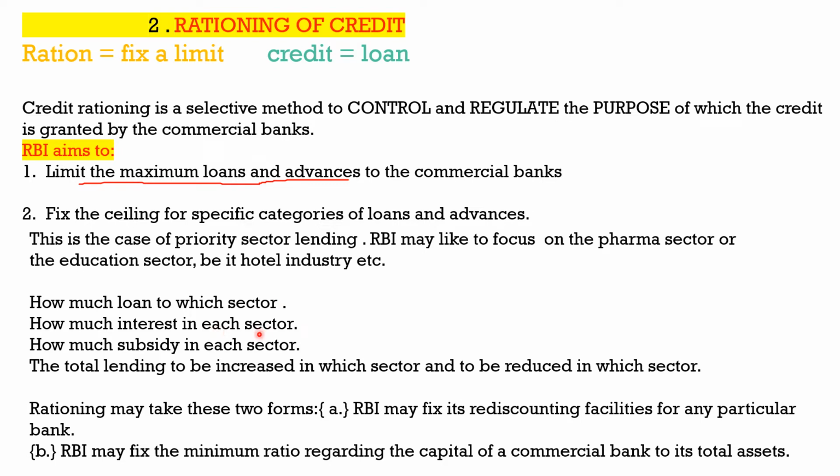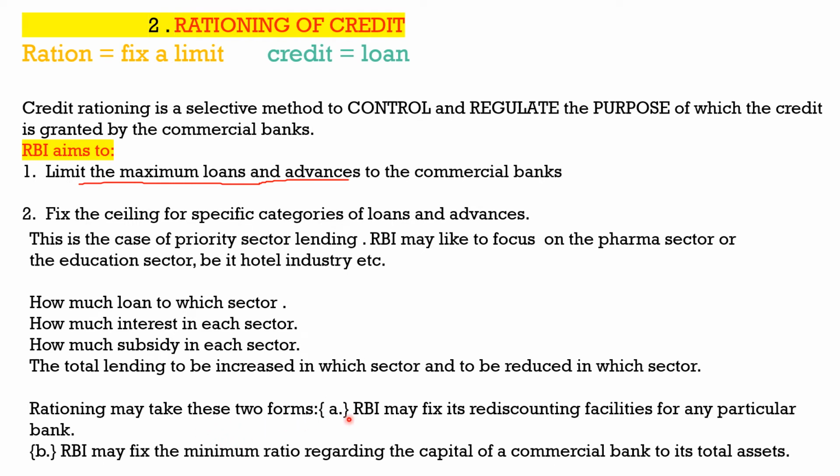Now, how much interest will be charged in each sector? Then how much subsidy will be granted in each sector? Maybe the government is focusing on the education sector and I go for availing a loan to open a boarding school. I may be getting a lot of subsidy, right? And you may not when you are going to enter some bedsheet industry or cloth industry or something like that. So it depends upon each sector, how much loan, how much interest, how much subsidy, and on what terms and conditions. So this is different for every sector. The total lending to be increased in which sector and to be reduced in which sector, the final limit, not only the interest and the subsidy, but how much, that will also be fixed.